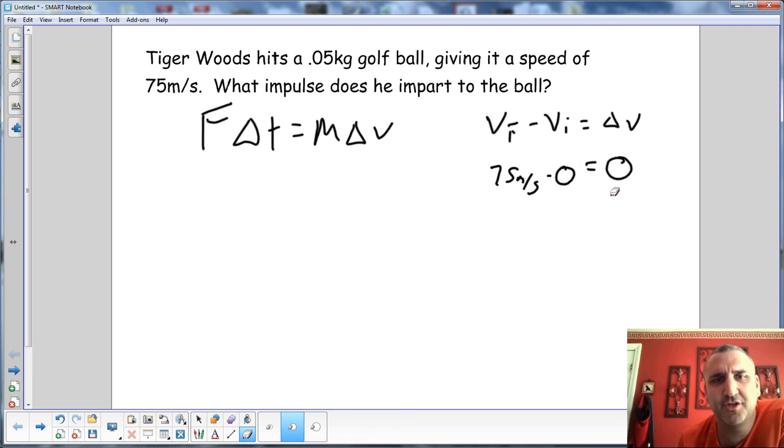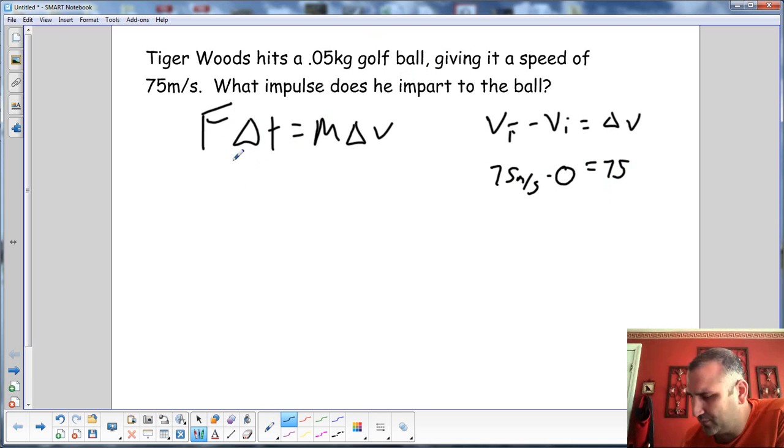So we're looking for the impulse. If you remember what impulse is, F delta t equals J. So we're looking for J equals m delta v. J, the impulse, equals the mass of 0.05 times 75. Therefore, the impulse equals 0.05 times 75, which is 3.75 kilogram meters per second.